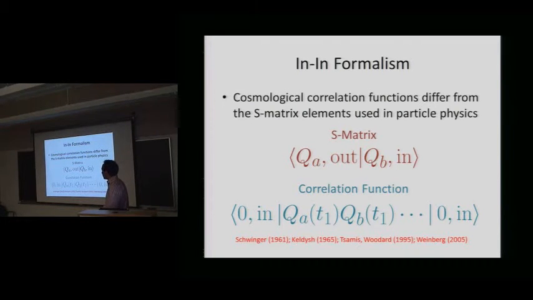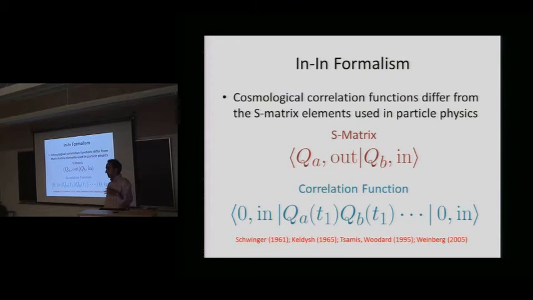So first of all, the way we calculate correlation functions in cosmology is not the same way that we calculate S-matrix elements in high-energy physics and particle physics. In particle physics, we specify a state at some very early time, very far from the scattering center, and we ask what is the probability that we get some particular state, again, very far in the future, very far from the scattering center. That's not what we do in cosmology.